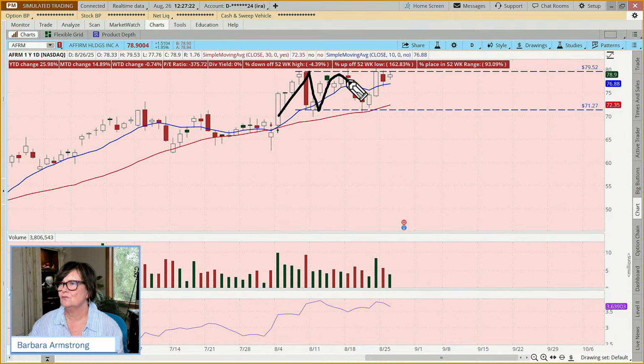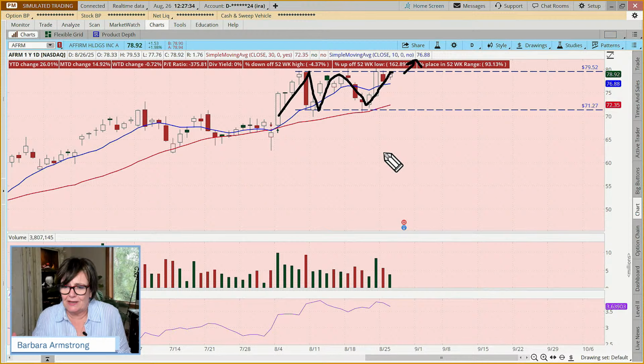1, 2, could it be? Or if it breaks through here, could it be a double bottom? And the answer is it could be, either one. But we don't know what it is yet.